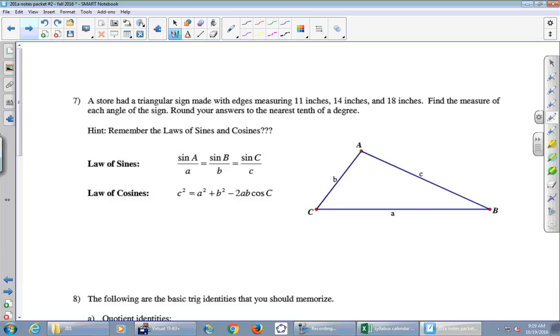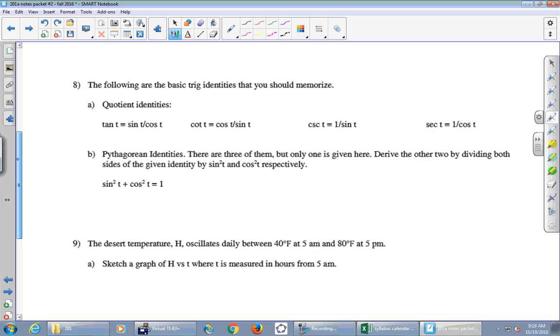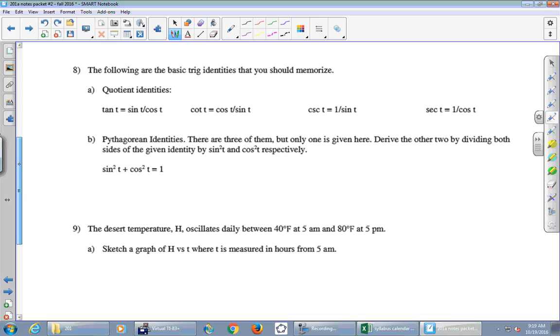Okay, on the next page, 7 is interesting, 8 is boring. Let's do 8 here. 8 are some quotient identities, some of which we talked about today. I guess we didn't actually talk about these. Another version of tangent is sine over cosine. You've seen that. And then cotangent is the reciprocal. Cosecant is the reciprocal of sine, and secant is the reciprocal of cosine. And the way I remember that is that it's not the way I want it to be.